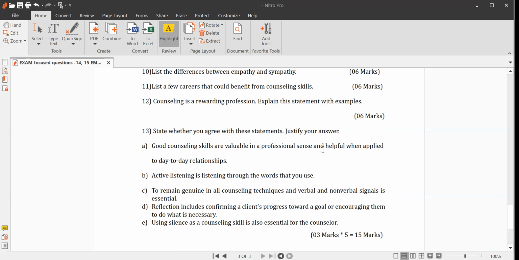Counseling is a rewarding profession. Explain this statement with an example. Counseling is a rewarding profession. In here, rewarding means, my dear student, that as a person you will be rewarded. You will be rewarded because finally you find a solution for your problem.